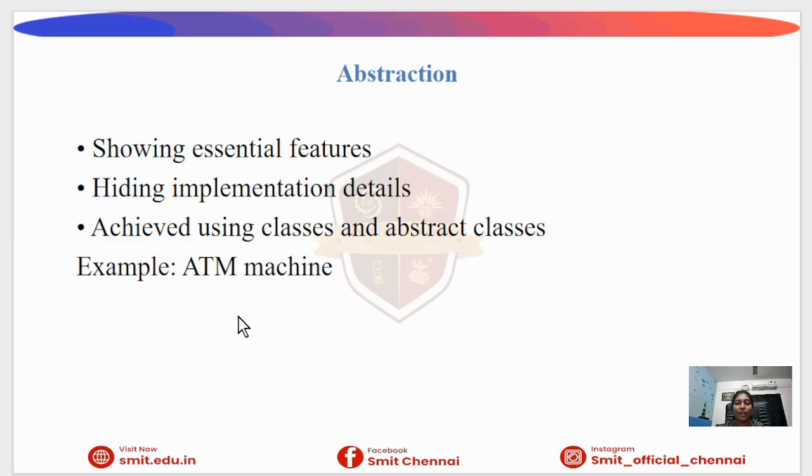So this is the meaning of abstraction. You are inserting the card, you are putting the PIN number, and you get the money. But the process inside the ATM machine, you don't know. So that is abstraction. In C++ also, abstraction is achieved using classes, abstract classes, and access specifiers. So it reduces the complexity.